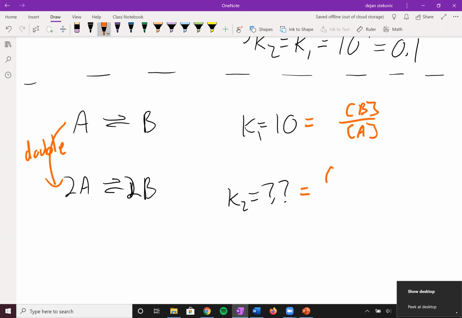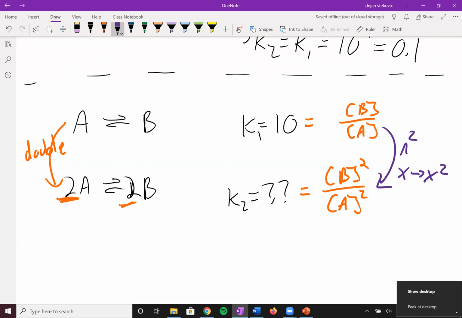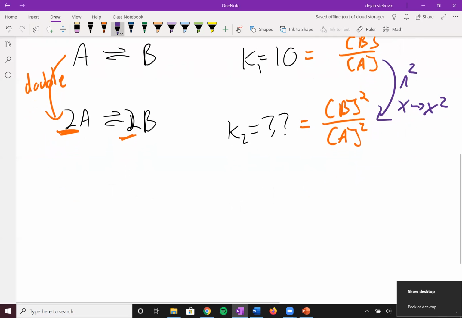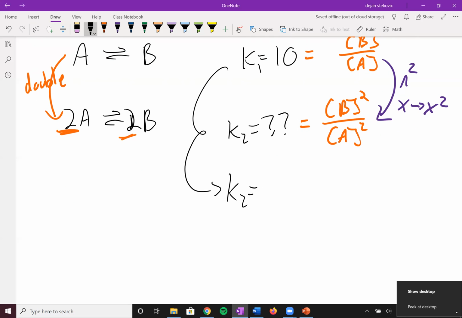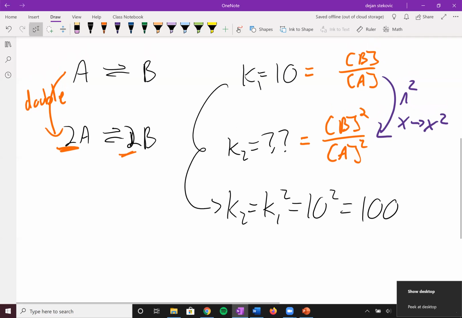This K here would be B squared because of these coefficients over A squared because of the coefficient. So you can see when we go from here to here, we're going to want to raise it to that power. So if we double, you need to raise it to the second power. So it's going to go from X to X squared. If you're tripling it, you'd cube it. If you were halving it, you'd take it to the 1/2. If you were thirding it, 1/3, so on and so forth. So we can say here that K2 is equal to K1 squared, which is equal to 10 squared, which is equal to 100.